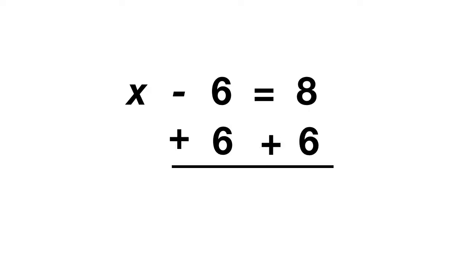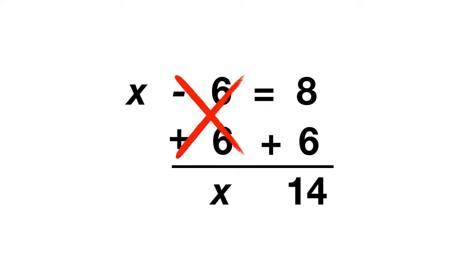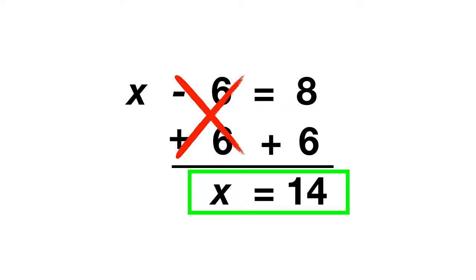Now when we solve this out, the minus 6 and plus 6 cancel out. We're left with just an x on the left. And then on the right side, we have 8 plus 6. What does 8 plus 6 equal? 8 plus 6 is 14. And so we can say that x equals 14. So remember, whenever you have subtraction in an equation, you can get rid of it by doing the opposite, adding.